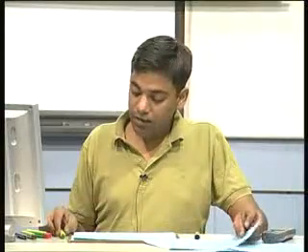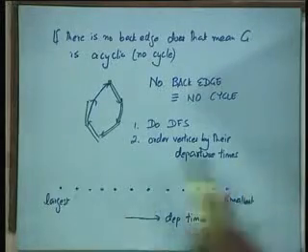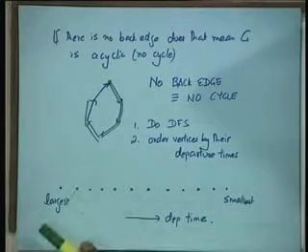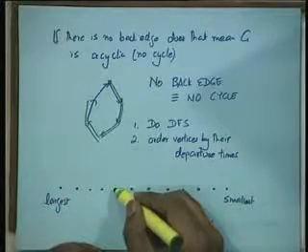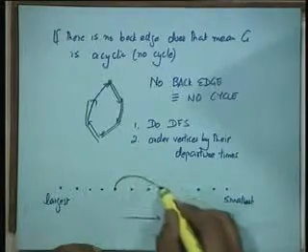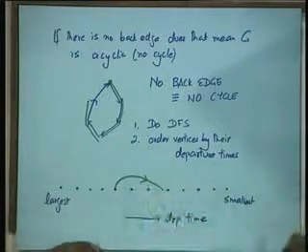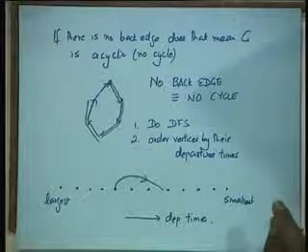So, if I have a forward edge, will it go from left to right or from right to left? If I have a forward edge, its tail would have a higher departure time. So, it would go from left to right. A forward edge would look like this. Okay?